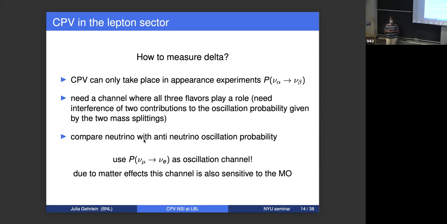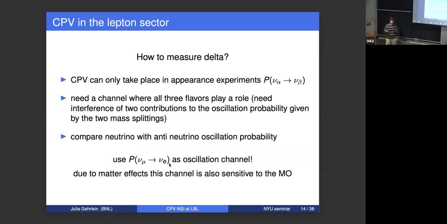electron neutrinos. Since it's rather hard to detect tau neutrinos, because we need to have a very large energy of the neutrino beam to produce the tau neutrinos in the final state, the tau leptons in the final state. The channel of choice is the oscillation channel, mu neutrinos going to electron neutrinos. And due to matter effects, this channel is also sensitive to the mass ordering.